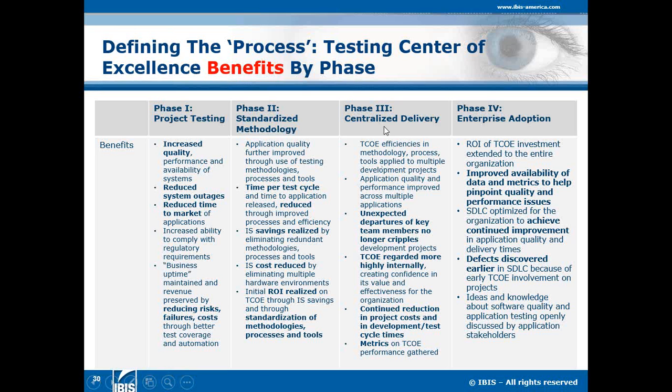Some benefits for phase 3: unexpected departures of key team members no longer cripple our organization. TCOE is now regarded more highly internally, creating confidence throughout the organization. Continued reduction in project costs in development, test cycle times, and again, metrics on TCOE performance are gathered. And then benefits for the enterprise adoption: improved availability of data and metrics to help pinpoint quality and performance issues, achieve continued improvement, and finally, identified defects are discovered earlier throughout our process.